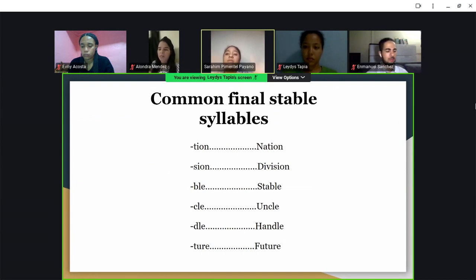Here we have some common final stable syllables. We have here the endings, which seem to have a pattern, but depending on the word you can pronounce them with a different pronunciation. For example, we have nation, television, table, uncle, humble, future, and there are more, but these ones are the most common. Next one.